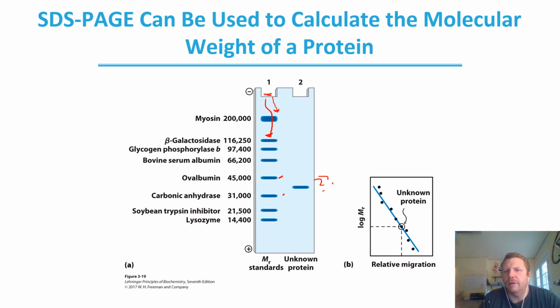What can we say about it? Well, we know that it's larger than 31,000 Daltons. We know that it's smaller than 45,000 Daltons. But what we can do is take a log of the molecular weight standards, all of these guys right here, and graph them against their migration distance, and ultimately come up with a linear regression curve and say, well, if it migrated this far, then it has to be this exact molecular weight. So this is one way that SDS-PAGE, or the data that you get from SDS-PAGE, is very valuable.